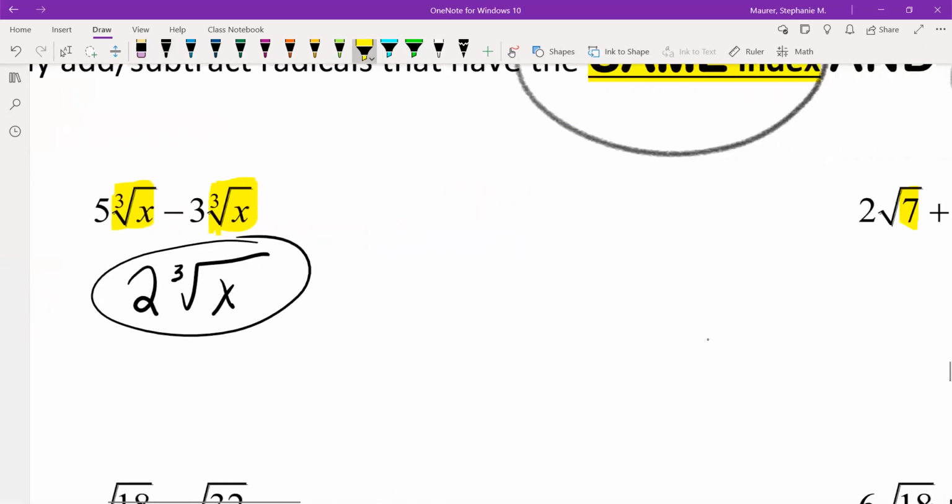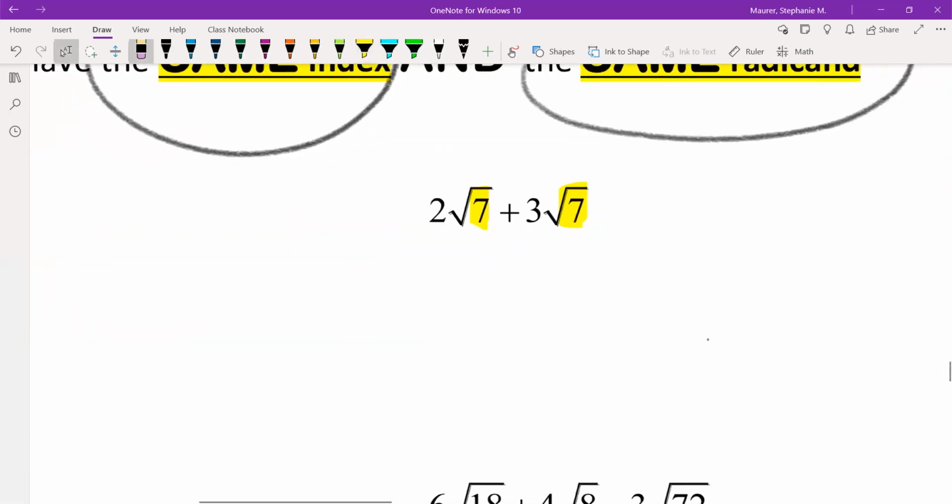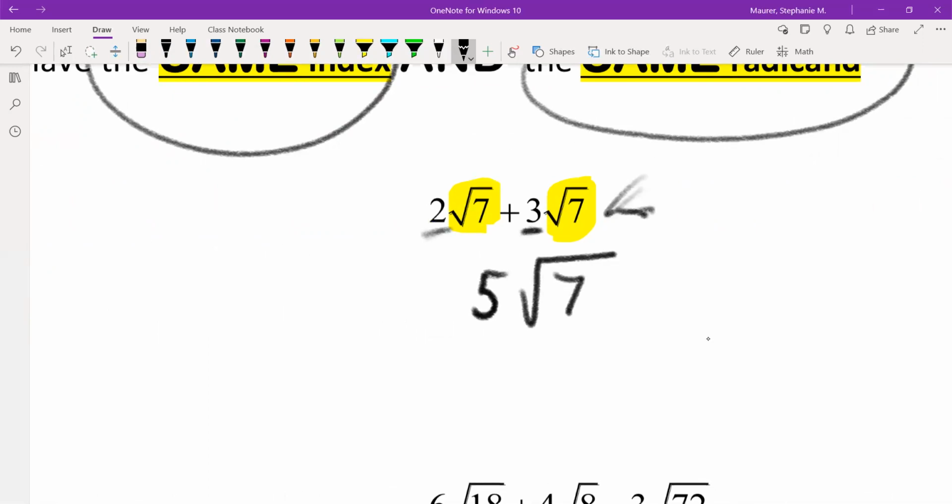Okay, so let's look at another example here. In the second one, these are both square roots, and they are both the square root of 7. So because they match, we can add and subtract, in which case we're going to do 2 and the plus 3 giving us 5. And then again, the radical does not change, and that's going to stay the square root of 7. And that's your answer. The only time the radical underneath changes is when you do multiplication.